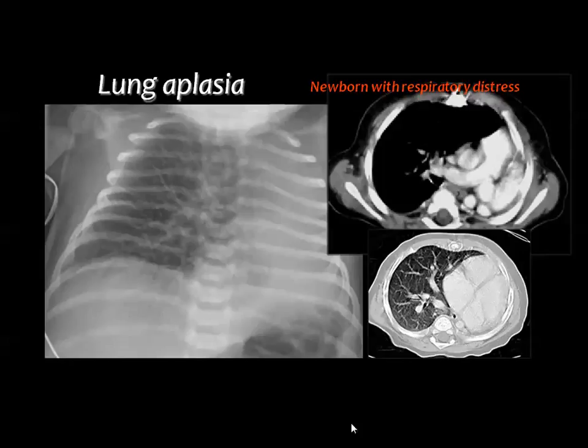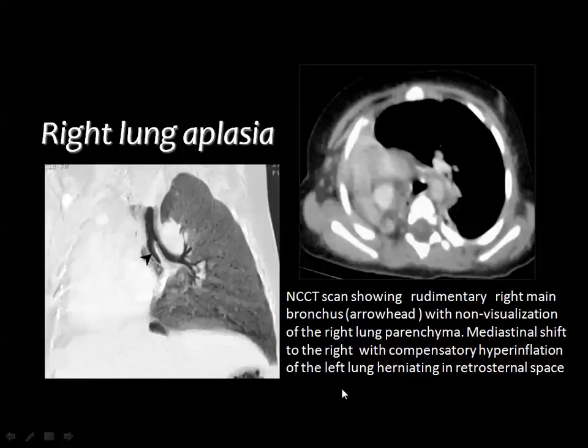Then you know the aplasia from the hypoplasia by the vascularity, and in cases of aplasia you cannot see any pulmonary vessels on the side of the aplastic lung. And this is another example by CT for an aplastic right lung. You see the left lung is hyperinflated. It is seen crossing the mediastinal border, and the right hemithorax is occupied by the mediastinal vessels as well as the heart.